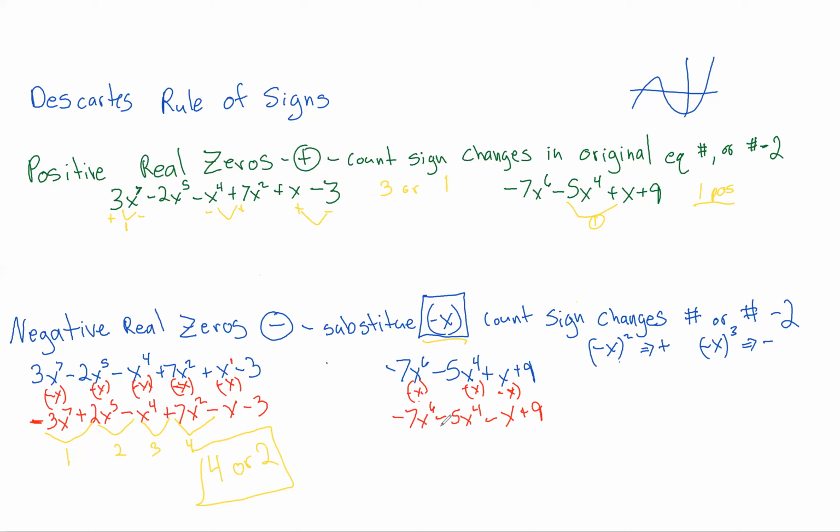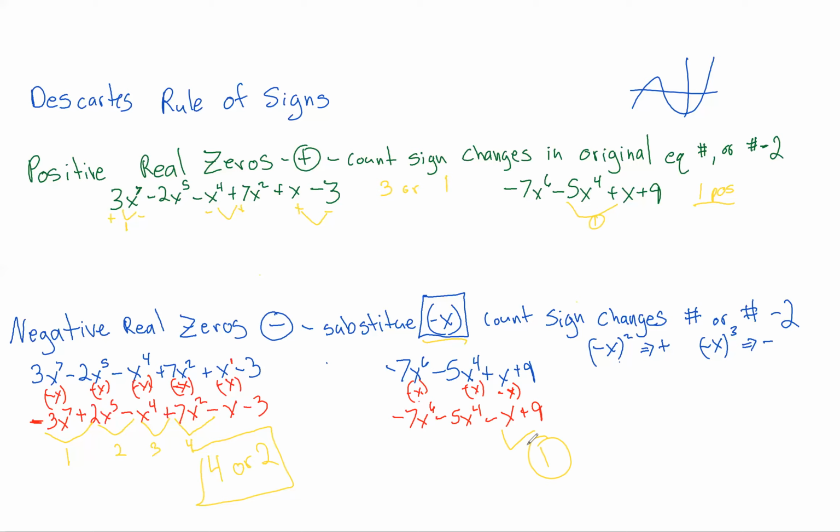So now that we've put in that negative x, let's count the sign changes. Negative 7x to the 6th, minus 5x to the 4th, no sign change there. Negative 5x to the 4th, negative x, no sign change there. But then negative x to plus 9, we've got 1. So this equation has one negative real zero.